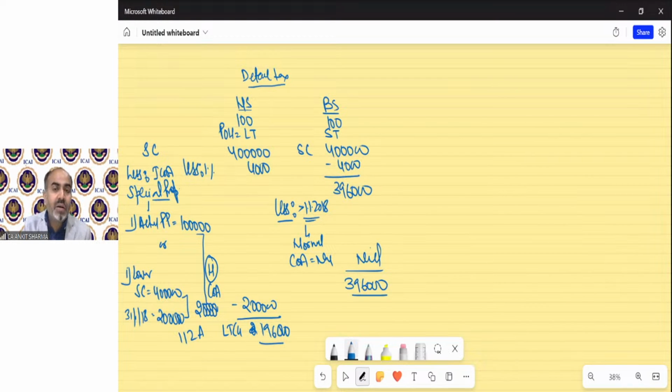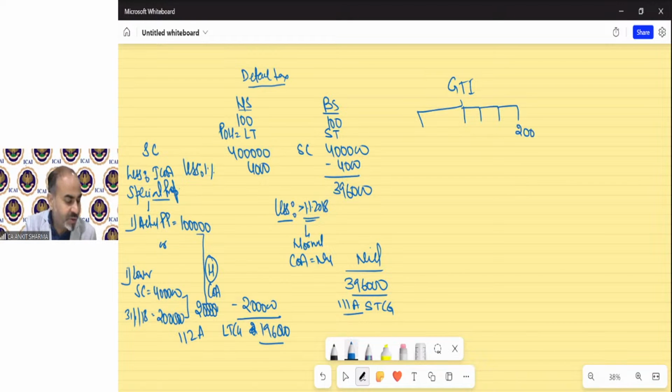And the normal provision will be applicable. So that will be my section 111A short-term capital gain. Clear? So now we need to calculate the income. Dividend also received for 2,000 rupees. Now for the purpose of calculation, I have to divide my GTI into 5 parts. So we have other income, dividend, that is income from other sources, 2,000. We have only this income under others. Then we have short-term capital gain, 111A, that is 3,96,000.